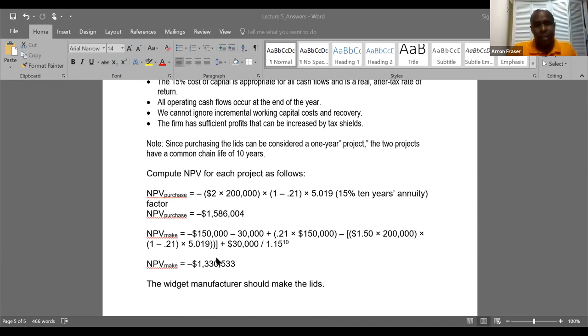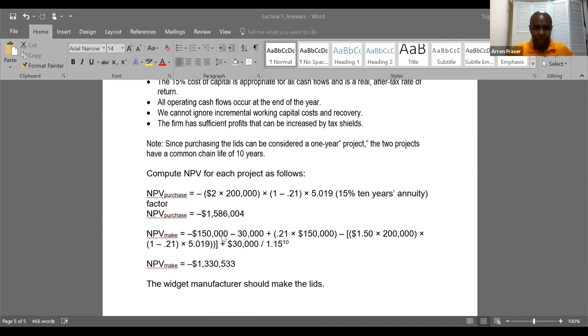And then finally, you add the working capital cash flow that you get back in the 10th year, and you calculate the present value of that by dividing it by one plus the discount rate of 15% to the 10th power, right? And that should give you the net present value of making it in-house, which would be $1,330,533.